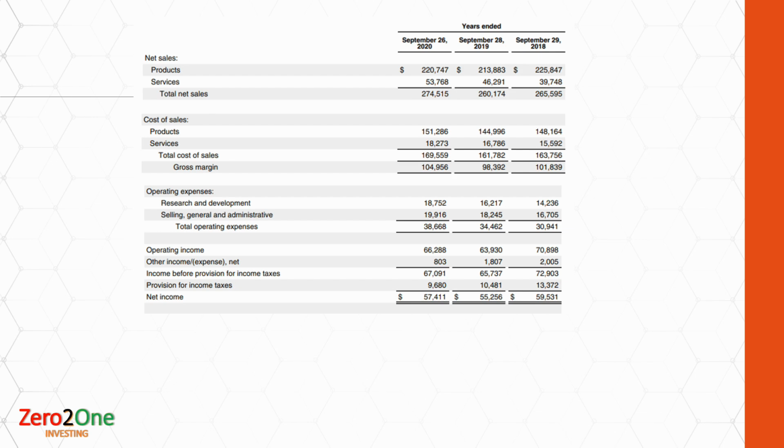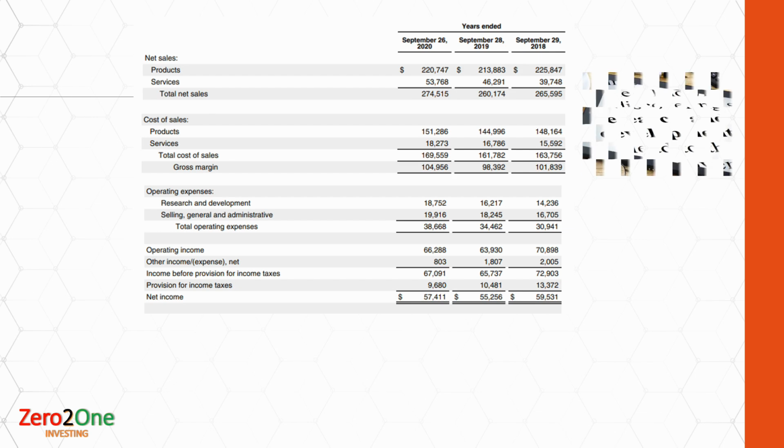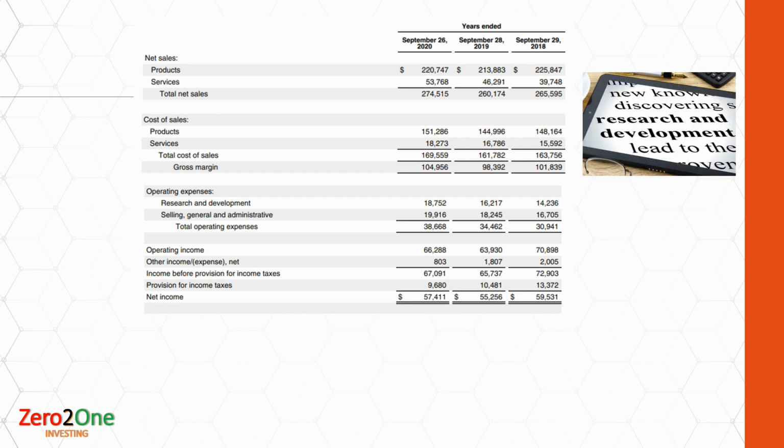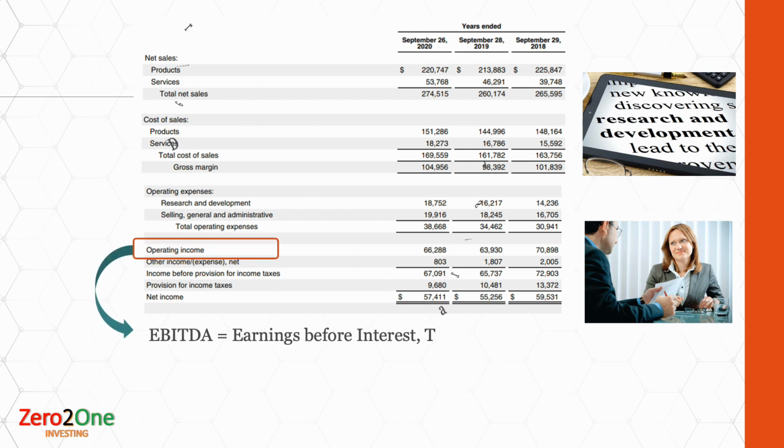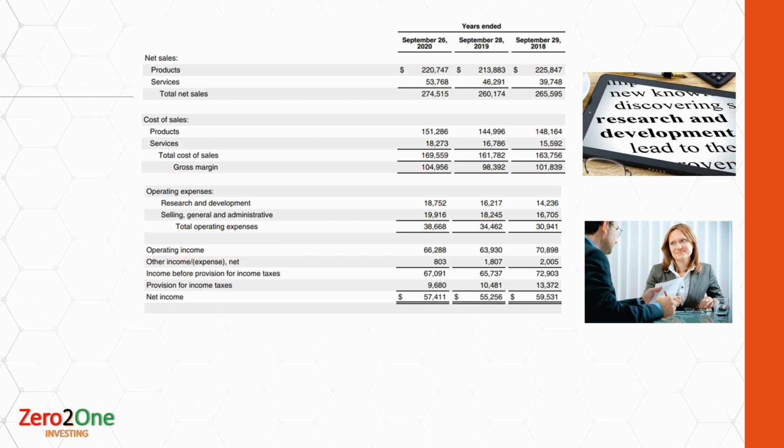So the next section is the operating expenses. Once we have deducted the cost of sales from the net revenue, we need to deduct the operating expenses. Operating expenses account for the research and development which the company does in order to generate new products year on year, and then the selling, general and administrative costs. This also includes the wages of the engineers who are working for the company. After deducting the operating expenses and the cost of sales, we are left with the operating income, which is also known as the EBITDA, which is the earnings before interest, taxes, depreciation and amortization.